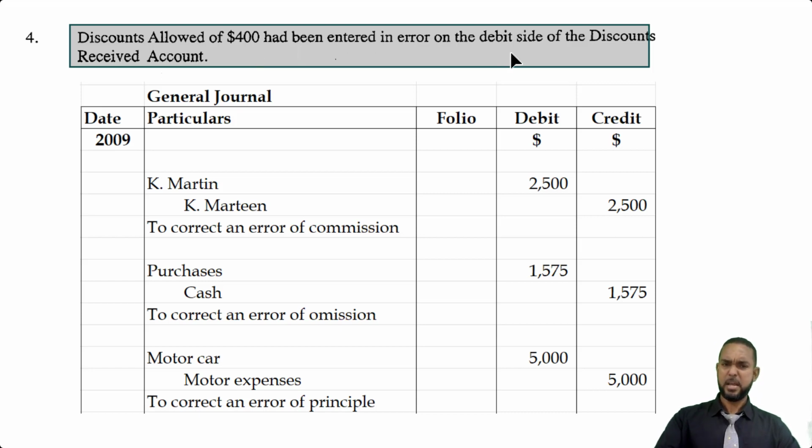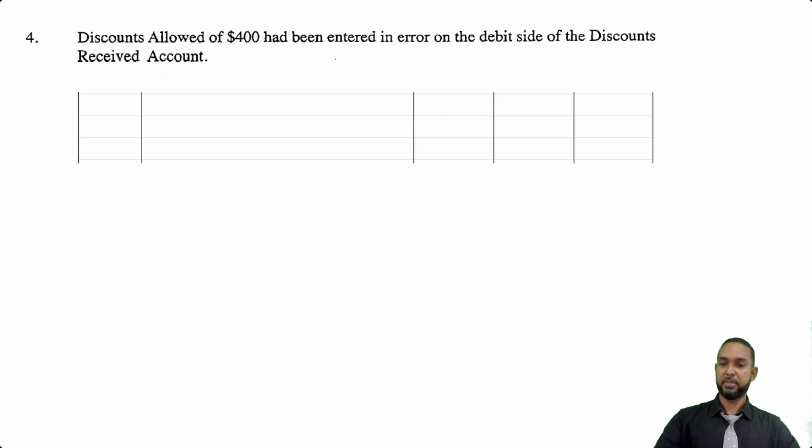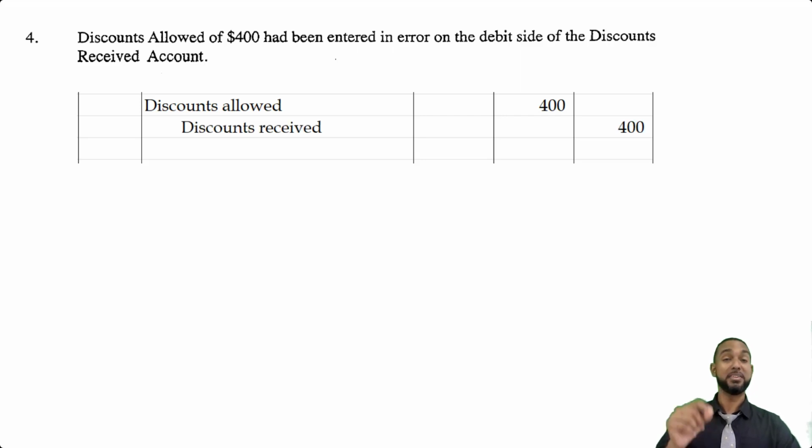and it was debited, but the discount received. Now, discount received is a revenue, but technically it doesn't matter because it has a debit that shouldn't be there. So what we need to do is remove that debit that shouldn't be there. To correct this error, we have a couple of things to do. We're going to put the debit to discount allowed where it should have been put initially, and we're going to credit discount received because we put a debit there that should not be there. So that's simply to correct an error of principle because, again, the item was put in the wrong class of account. It was put in a revenue account instead of an expense account.